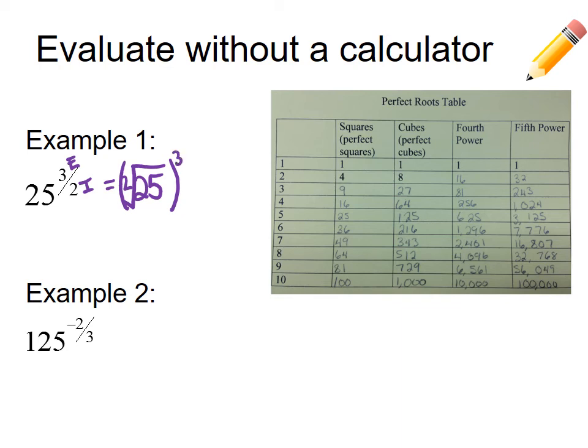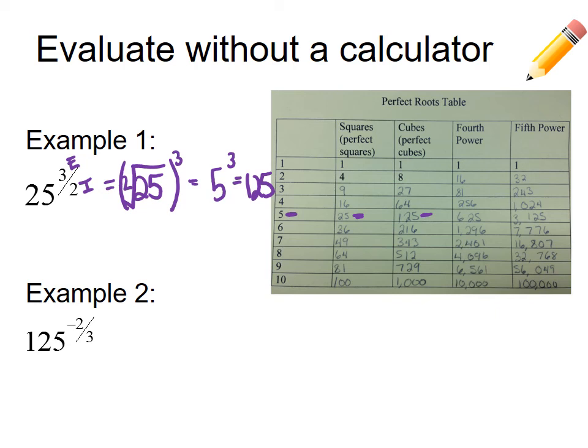Well, I know just by looking that 25 is a perfect square, which takes me to 5. So the square root of 25 is 5, and I still have that third power. If I go from 5 over to the cubed roots, I end up with 125. So this table works for powers and for roots. Let's look at another example.